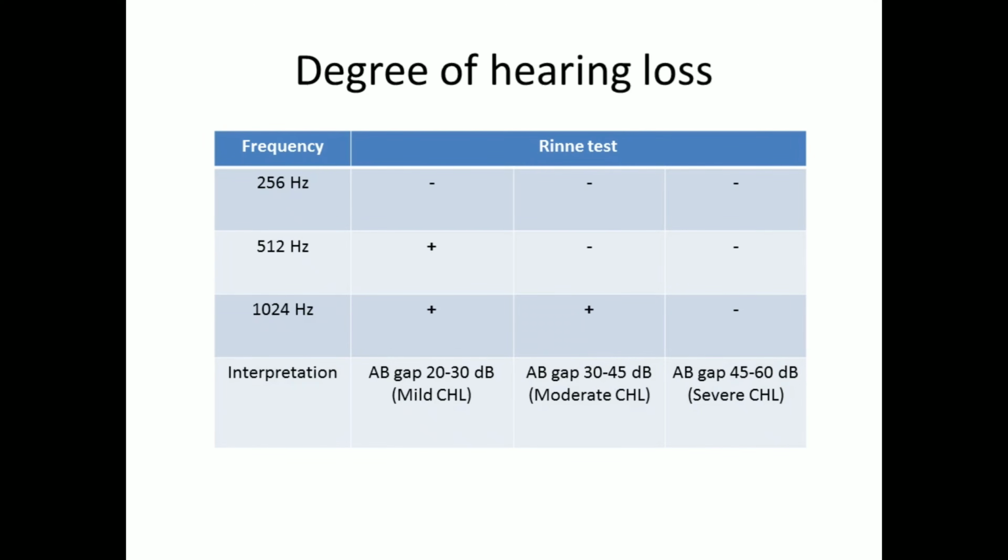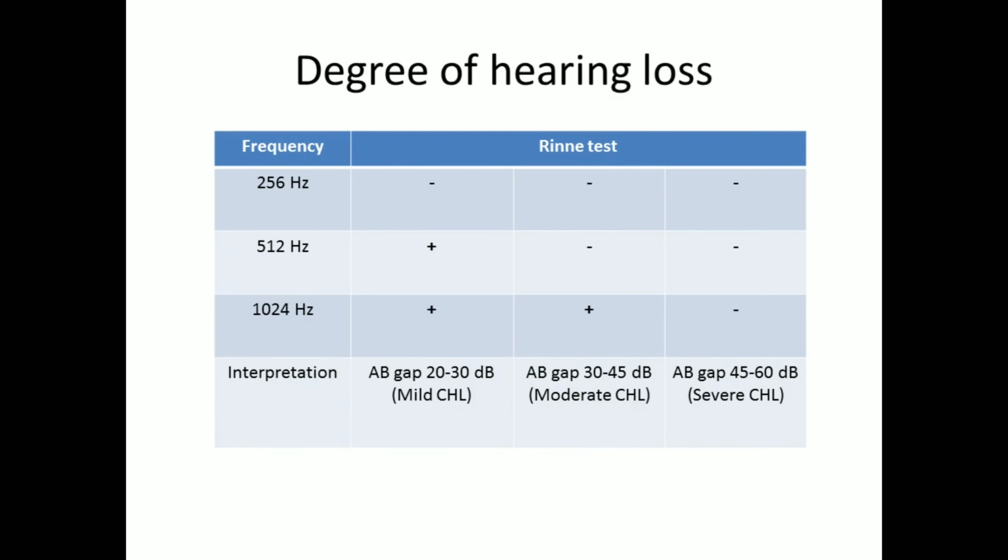Now, when we do Rinne with various tuning forks, that is 256, 512 and 1024, it is called a battery of tuning fork or a series of tuning fork test. So by doing that, we also come to know the degree of the hearing loss. So if Rinne test is negative with 256 Hz, but it is positive with the other two, we can say the patient is having a mild conductive hearing loss with an average air-bone gap of around 20 to 30 decibels.